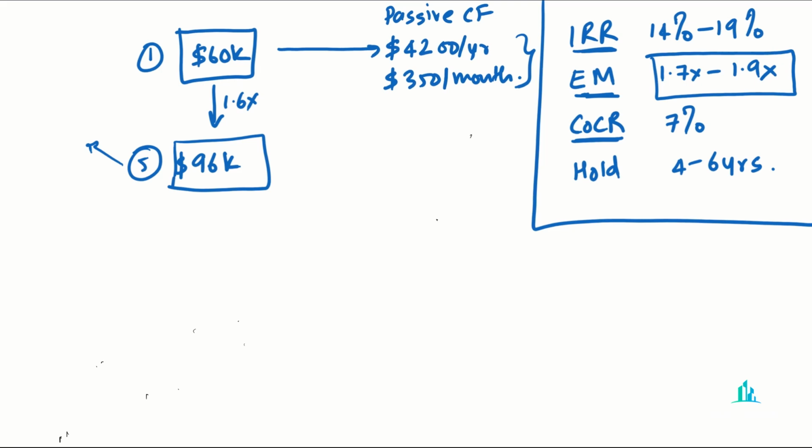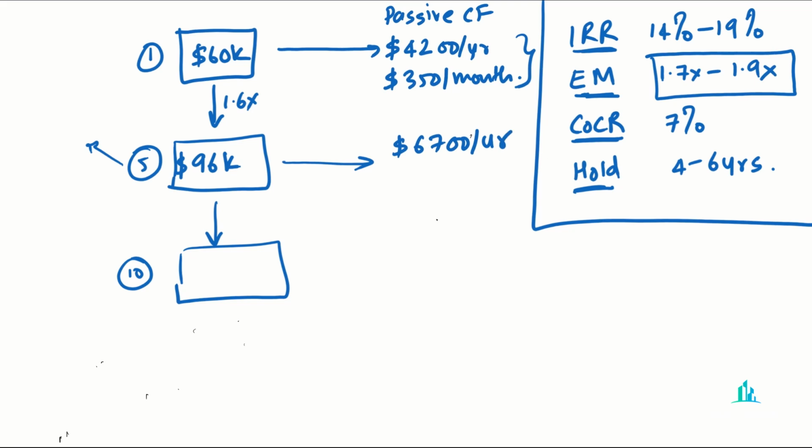You could reinvest this money into another deal and again have two tangents. One is the growth of capital for another 5 years, assuming the hold period is an average of 5 years. And the second aspect of it is the passive cash flow. So at 7% cash flow, $96,000 invested will get you approximately $6,700 a year, rough numbers, or month-wise $560 a month. So you kind of get the flow.